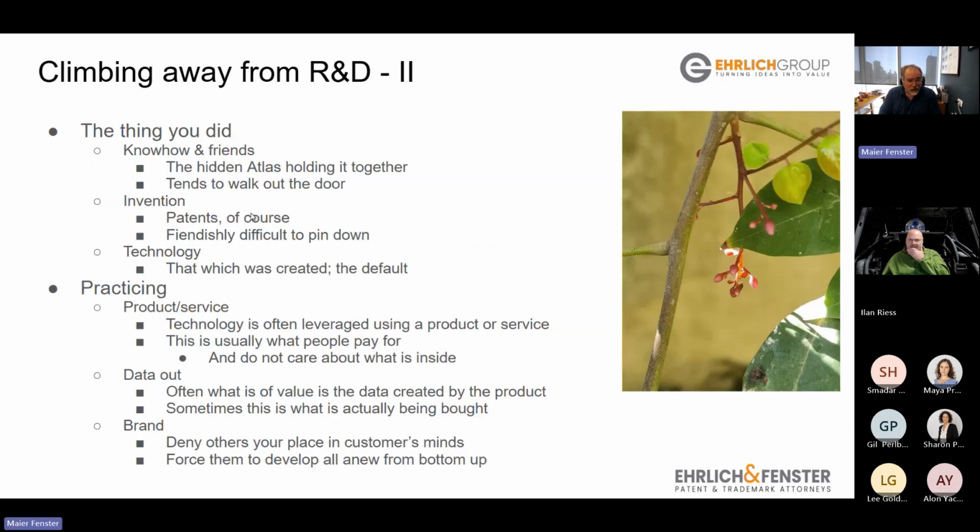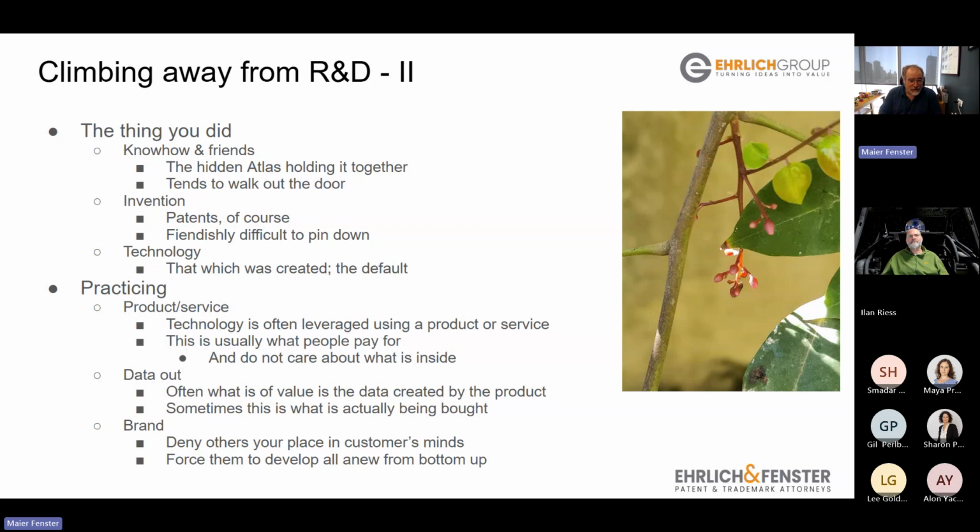The next level is what it is that you actually did. So what did you actually do? You generated know-how, you made an invention, or perhaps you created a technology. The default is to protect the technology you created. Know-how is often ignored, even though without know-how, usually we can't do anything. And if you have an invention, you file a patent on it. And of course, you never know what the invention is until about 5 or 10 years down the line. Until then, you're only guessing.